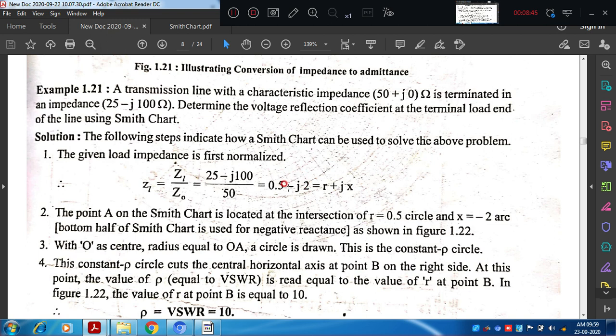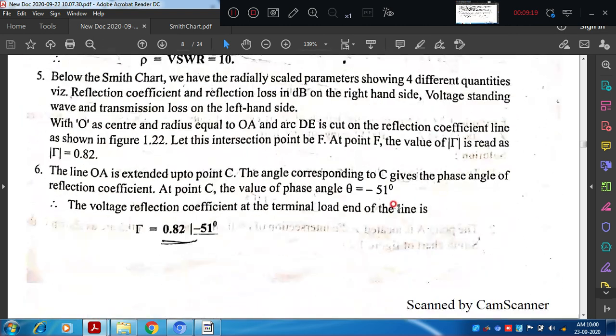Then it is a minus J2, what is that? Reactance circle related. So you can directly say here this is a resistance part, constant resistance circle. Since we are having here minus sign, so obviously reactance circle will appear in the lower half of the Smith chart, that is below, right? I'll show that how exactly it looks. See, the point A on the Smith chart is located at the intersection of resistance circle 0.5 as well as reactance circle minus 2 arc. I'll show you how exactly they will meet.